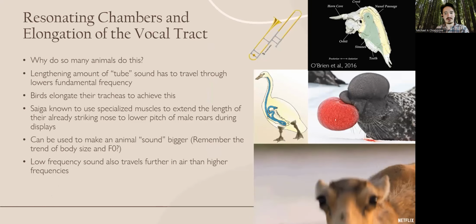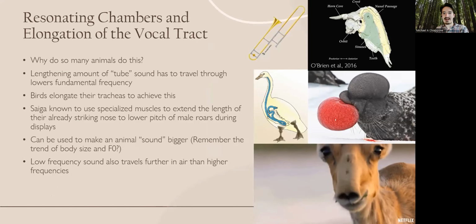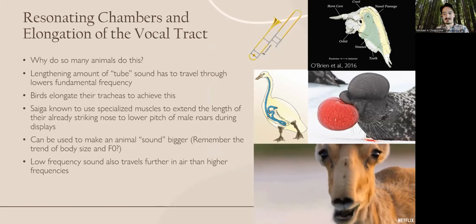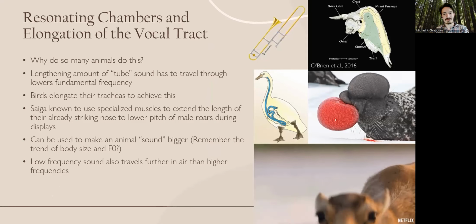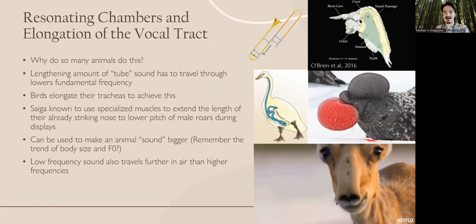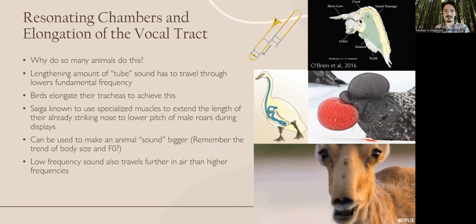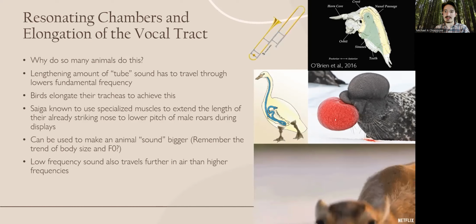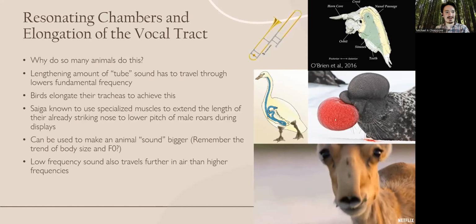So before I go, I want to talk a little bit about resonating chambers and elongation of the vocal tract and how that affects sound production. So there are a lot of animals that do this. Lengthening the amount of tube that sound has to travel through lowers your fundamental frequency. And this is shown in things like this saiga antelope on the bottom right, which uses muscles to extend its nose and lengthen the vocal tract. Same thing in this hooded seal on the right here, which inflates its nose and resonates sound in the nose.